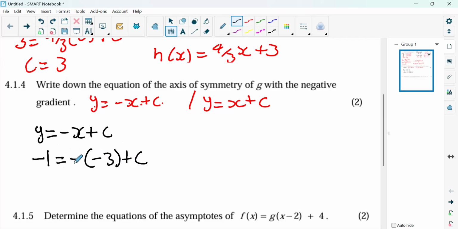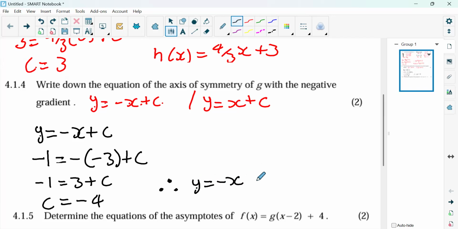A negative and a negative give us a positive. Then we're going to have -1 equals 3 plus c. Take the 3 to the other side. It is positive, and when it jumps the equal sign, it becomes a negative. Then c is going to be equal to -4. Therefore, our equation is y equals minus x minus 4.